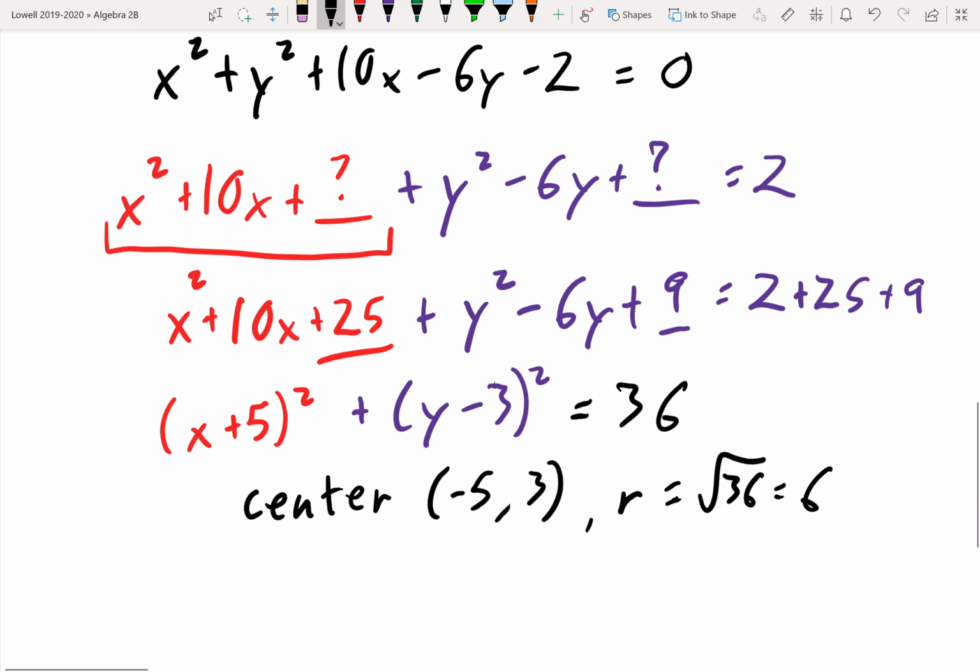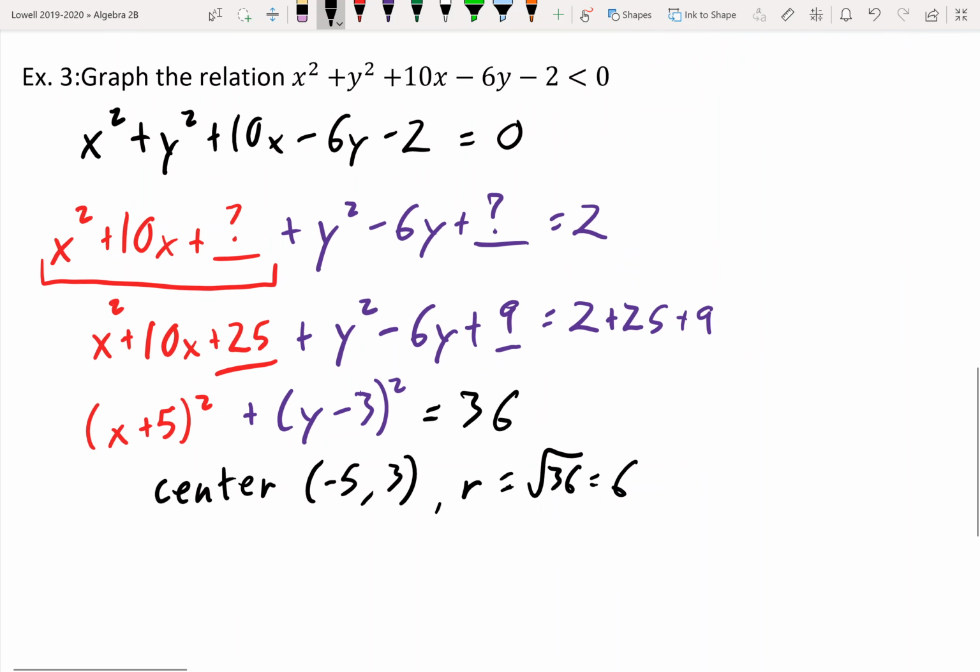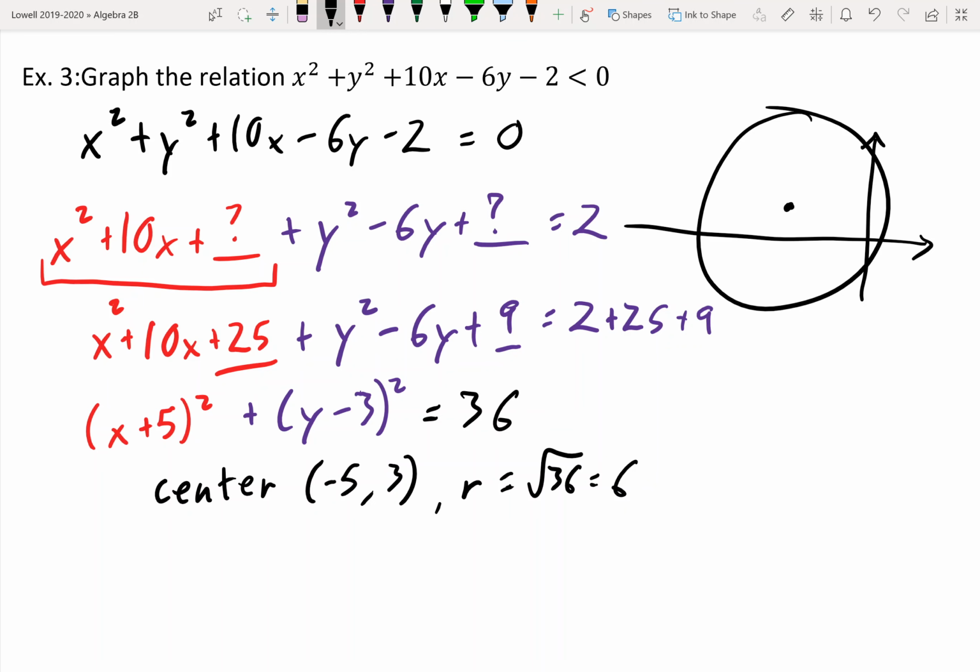And so let's draw this. I'll draw it over here. Let's see, negative 5, 3, so that's going to maybe move my axis. Okay, so negative 5, 3 is going to be, say, right there. So that's my center, and I know my radius is 6, so I'm going to draw it in, so maybe it's something like that. Okay, now that's as if this was an equal sign, so this equation is that.